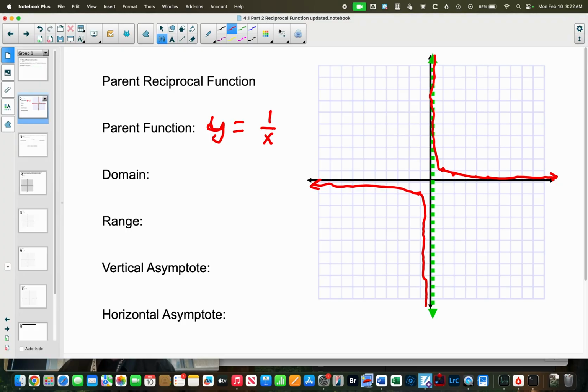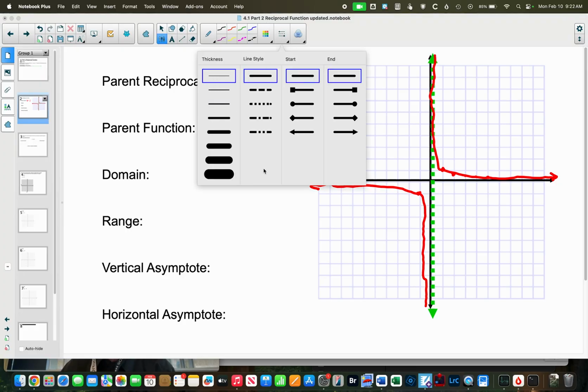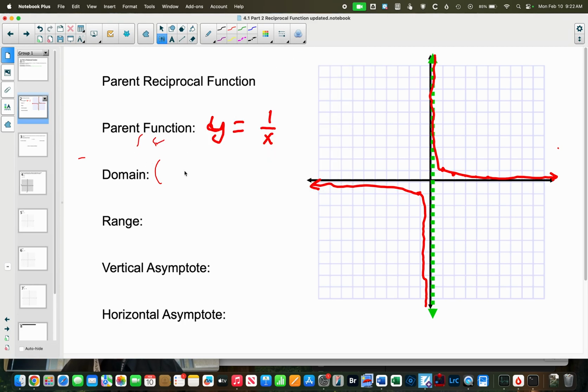All right, let's talk about the domain. The domain are the x values that are on the graph. So all the x values are on the graph except 0. So we're going to write that: from -infinity to 0, but not including 0. And then this part starts at 0, but not including 0. So the 0's are parentheses, and it's going to go all the way to infinity.